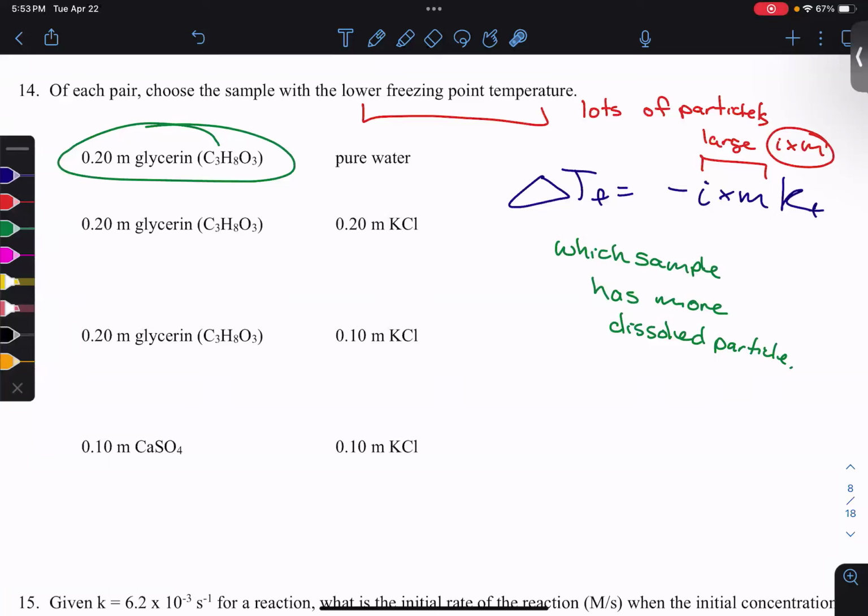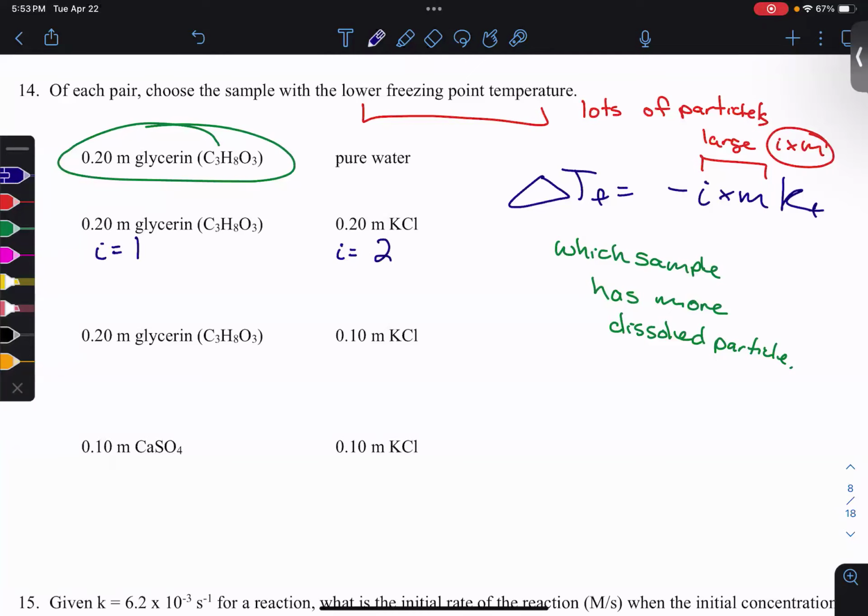It's the KCl. So the difference is here, notice both of them are the same m, same molality, but what's different about them? The i. So when you put glycerin into water, how many particles do you get out? 1. How do I know that? It's a non-electrolyte. But KCl is what kind of electrolyte? Strong. So you put 1 KCl in, you get 2 things out.